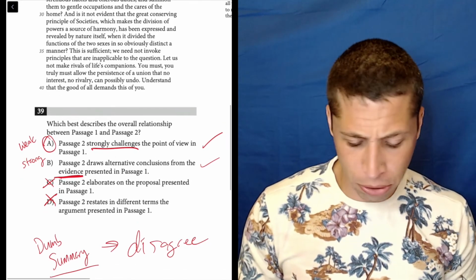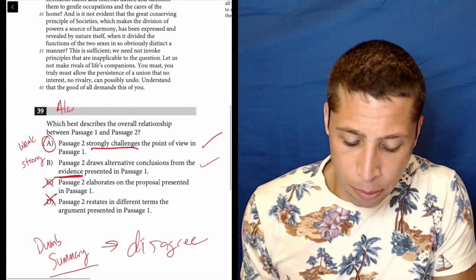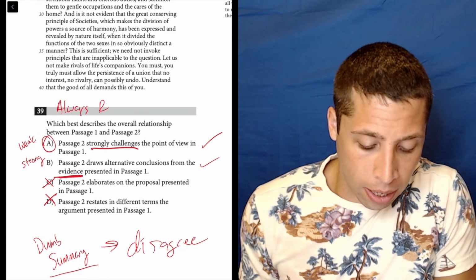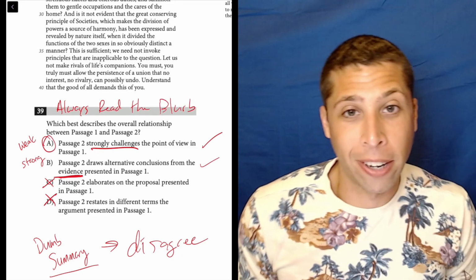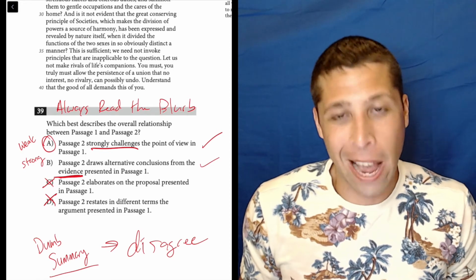But first and foremost, even though this gets a little hard, it was easy to get down to a 50-50 choice if we read the blurb. So, handwriting's getting ugly, but now you know. Always read the blurb.